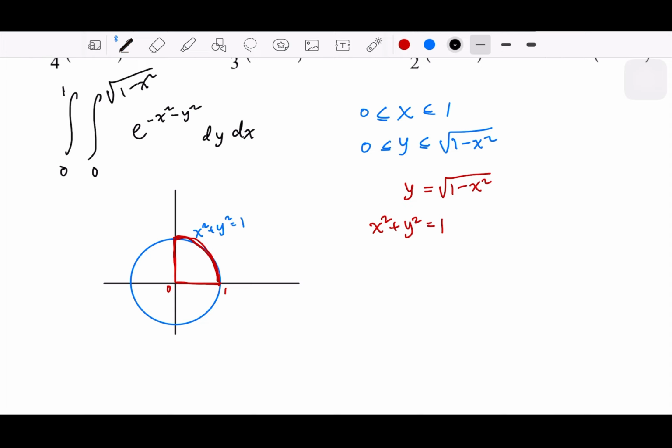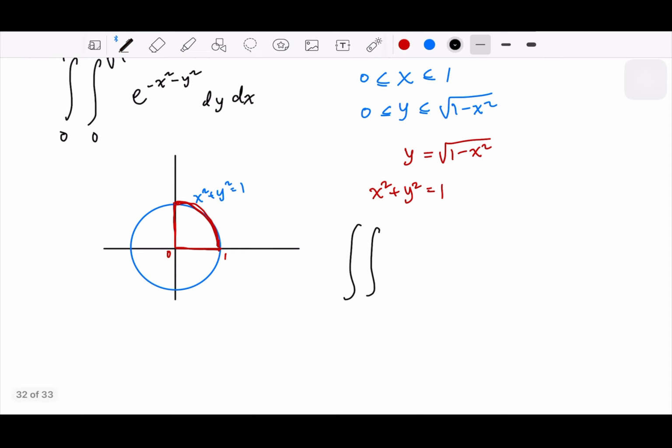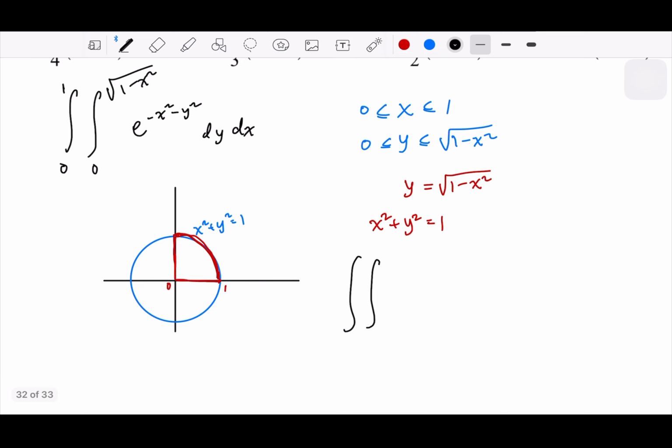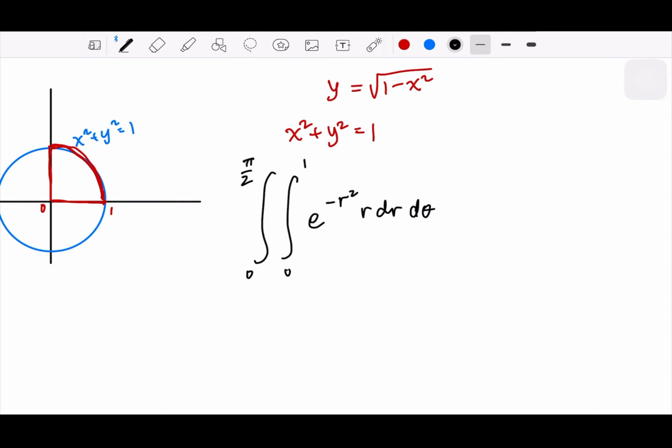So we could write the polar. The angle is from 0 to pi over 2. The radius is from 0 to 1, and then this will become e to the power of negative r squared, r dr d theta. Okay, and then we could say this is pi over 2.